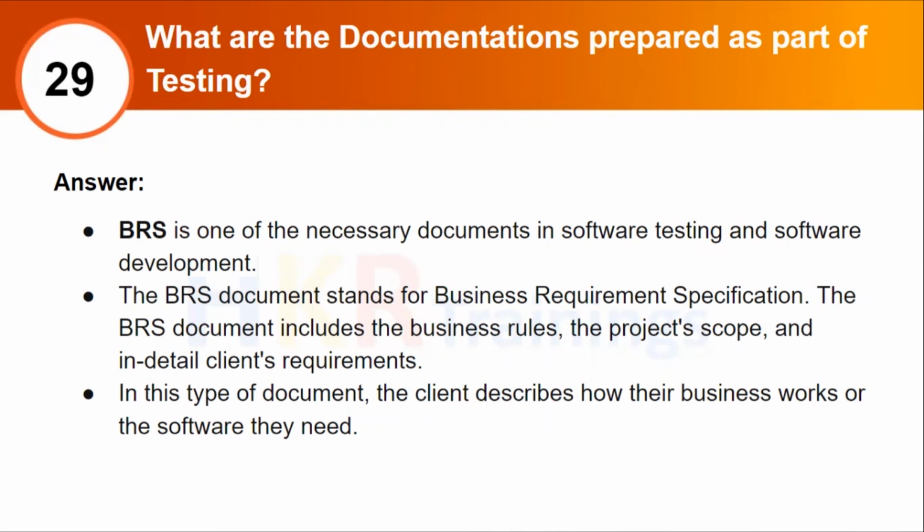Here it includes all the business rules, the project scope, and the client requirements. So what is to be tested in the project? What is the client requirement? What is the final output he needs? During that, what testing can we do? This is all covered in the business requirement specification.